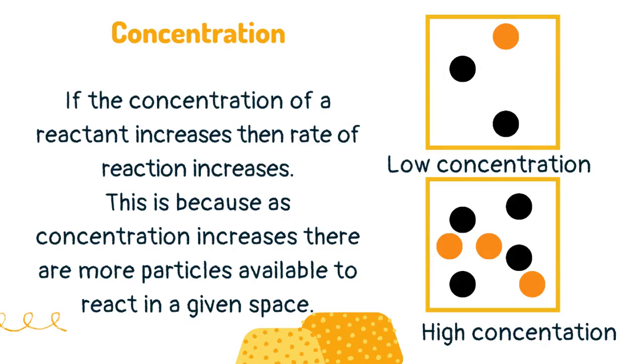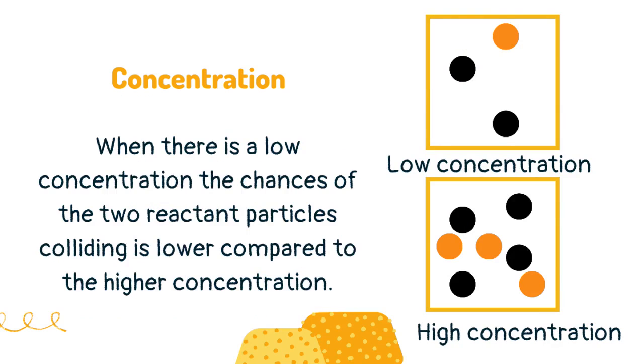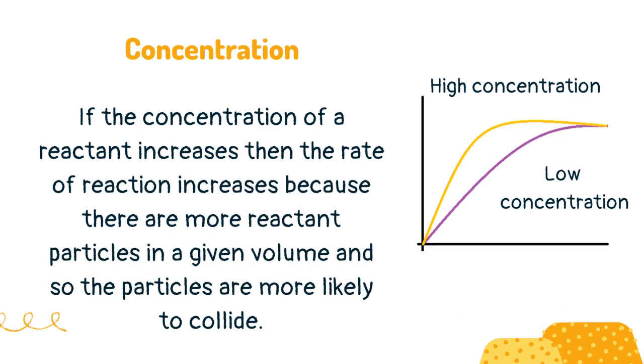If the concentration of a reactant increases, then the rate of reaction increases. This is because as concentration increases, there are more particles available to react in a given space. When there is a low concentration, the chance of 2 reactant particles colliding is lower compared to a higher concentration. If the concentration of a reactant increases, then the rate of reaction increases because there are more reactant particles in a given volume, and so the particles are more likely to collide.